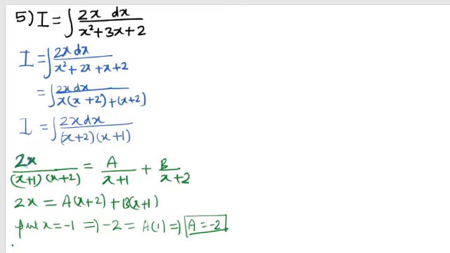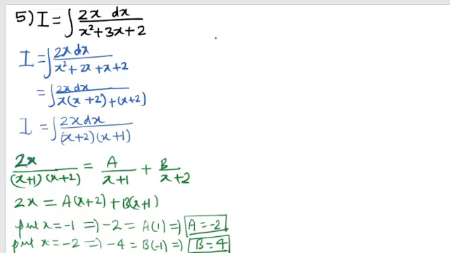Now we are going to substitute another value. Just the opposite of plus 2, so minus 2. So x is equal to minus 2, that means this will become 2 into minus 2, that is minus 4. Minus 4 is equal to b into (minus 2 plus 1), that is minus 1. That means b is equal to 4. This is a and b.